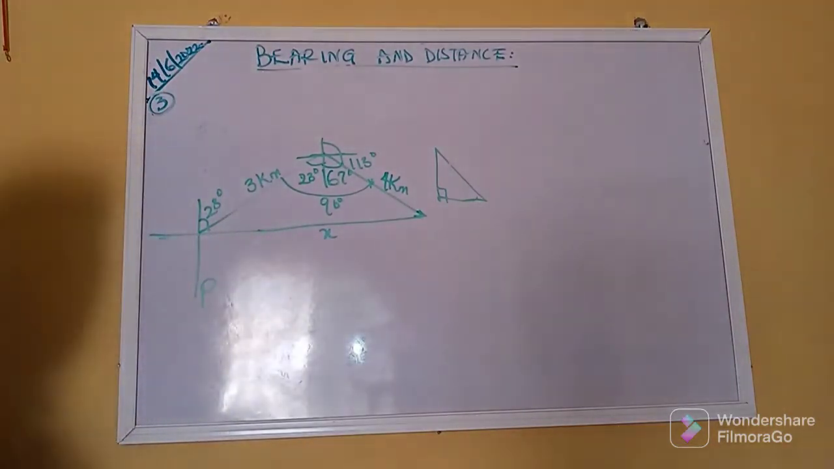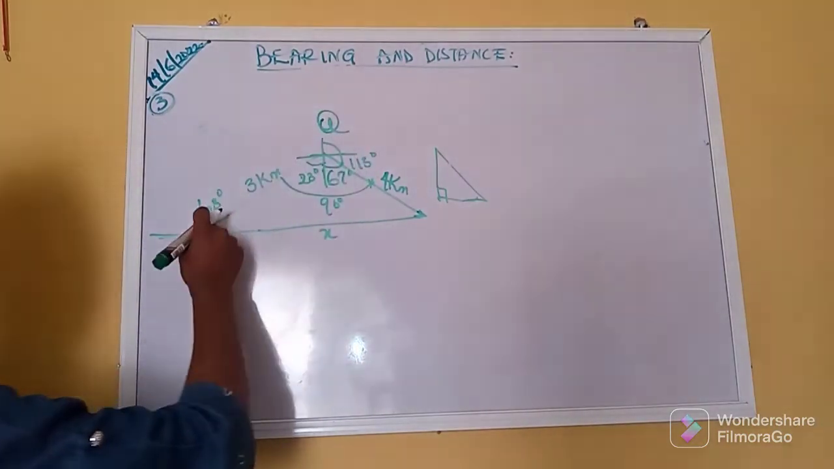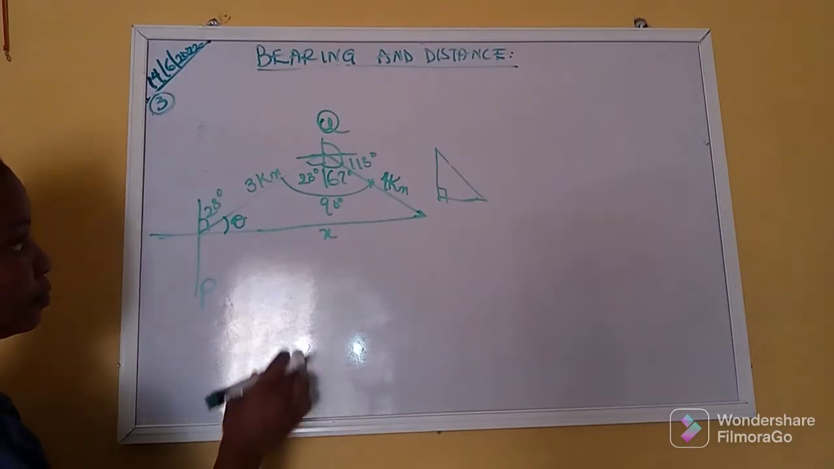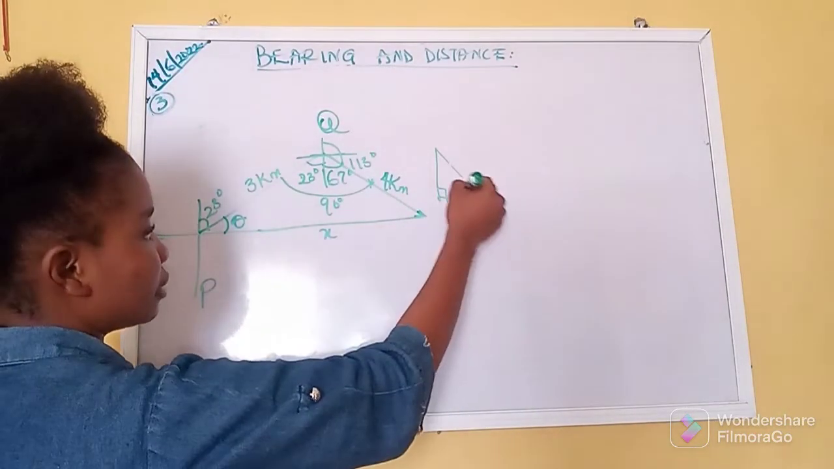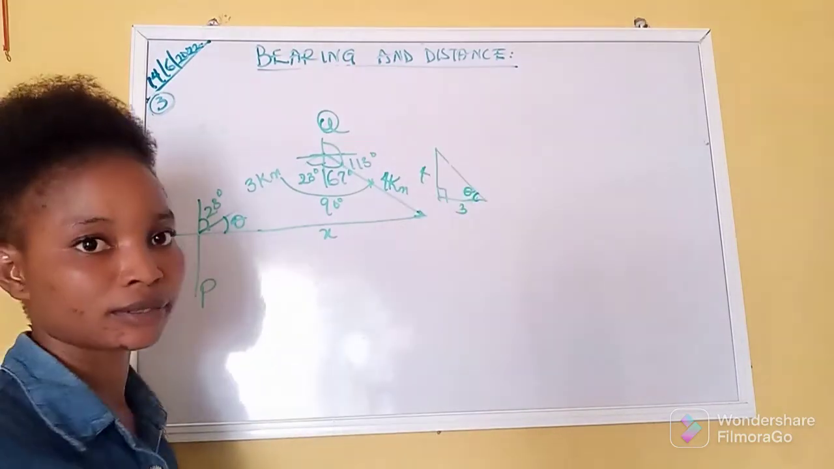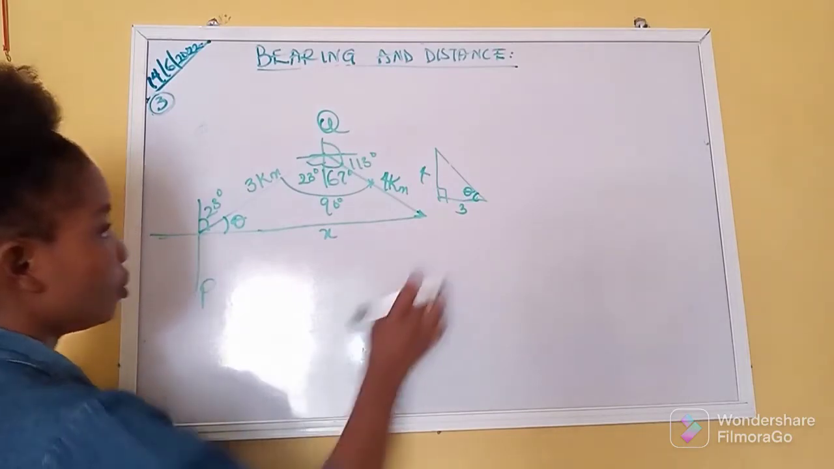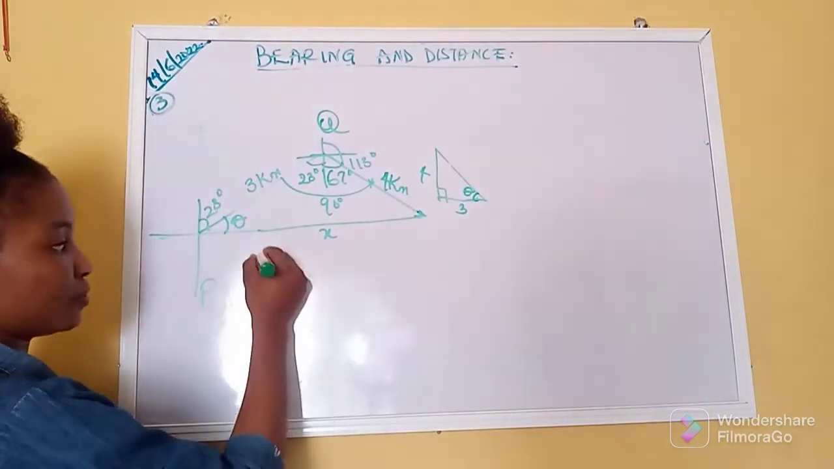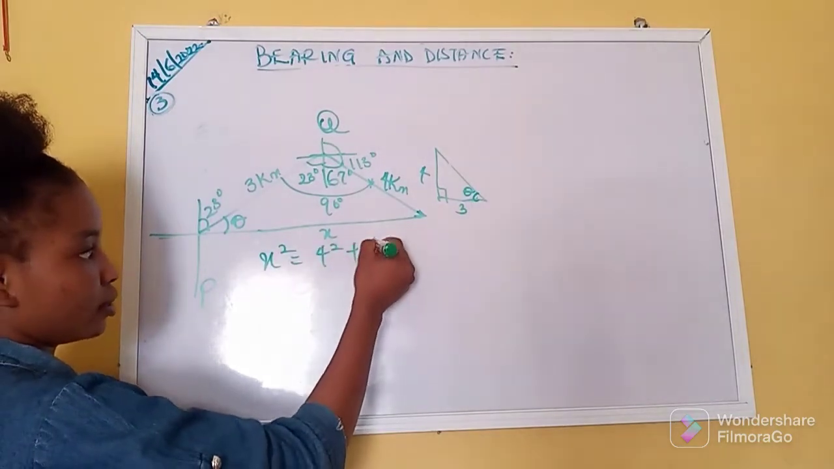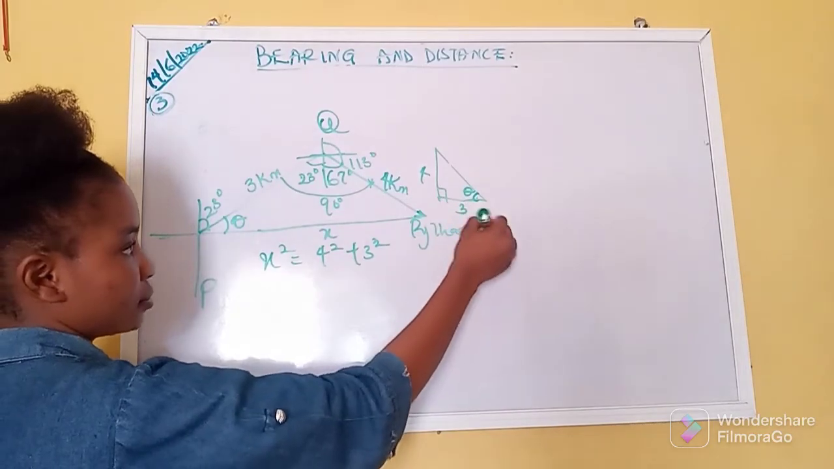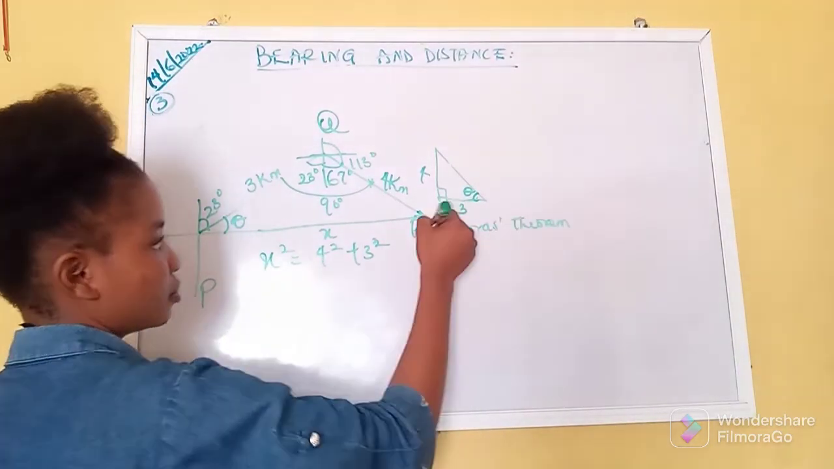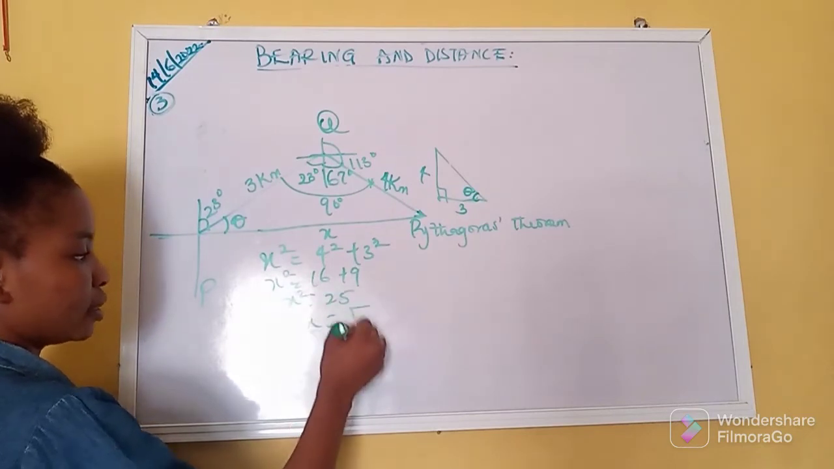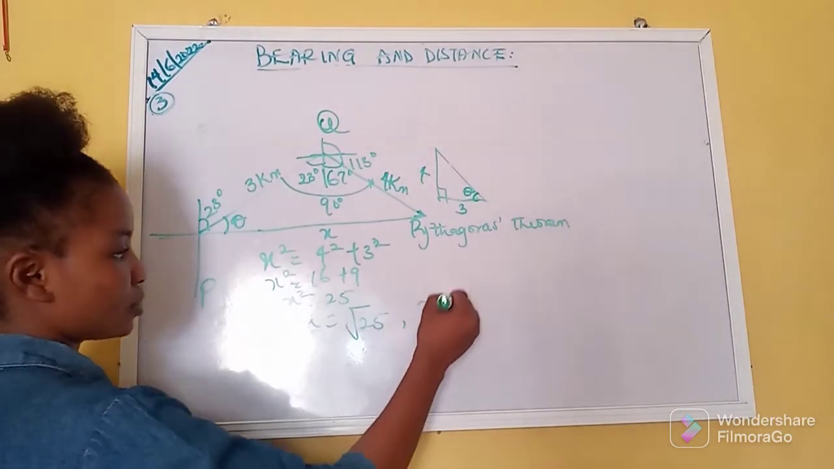Therefore, the question says, what is the bearing of Q from P? That is, we're looking for something here. Therefore, since it is a right angle, I can decide to put my theta here, 4 here, 3 here. That's defining my right angle. So, looking for this angle, you can even decide to look out for your hypotenuse using the Pythagoras theorem, and that gives you x squared is equal to 4 squared plus 3 squared. So x squared gives you 16 plus 9. x squared gives you 25. Your x gives you root of 25, and the root of 25 gives you 5.